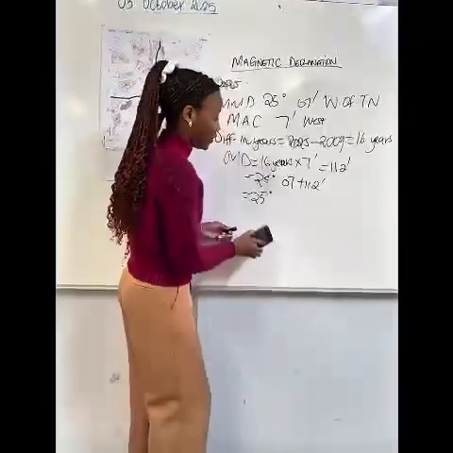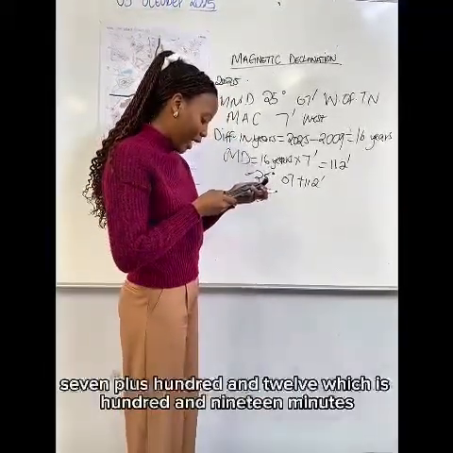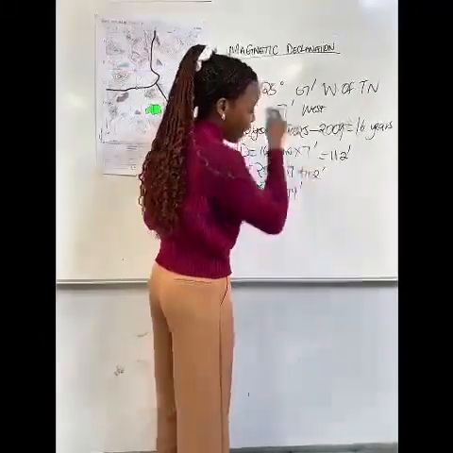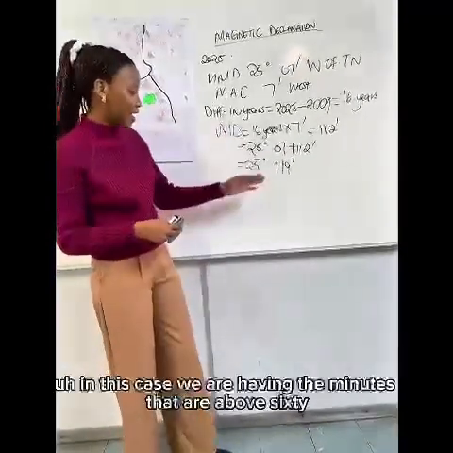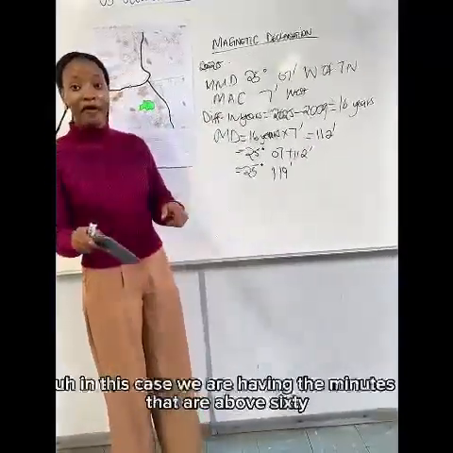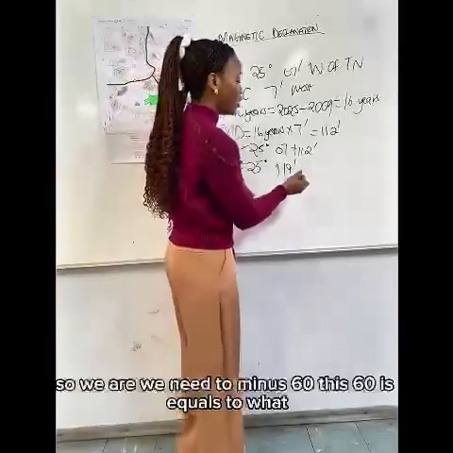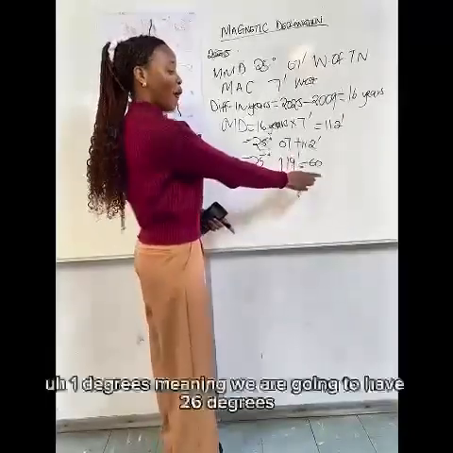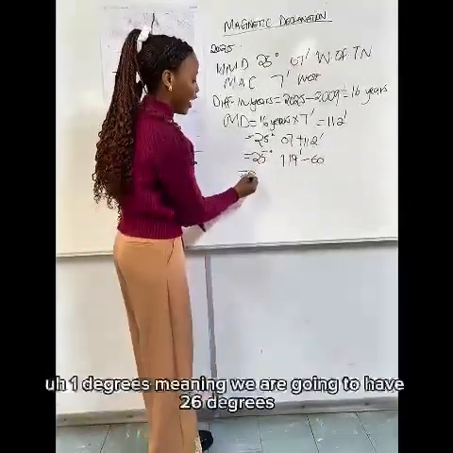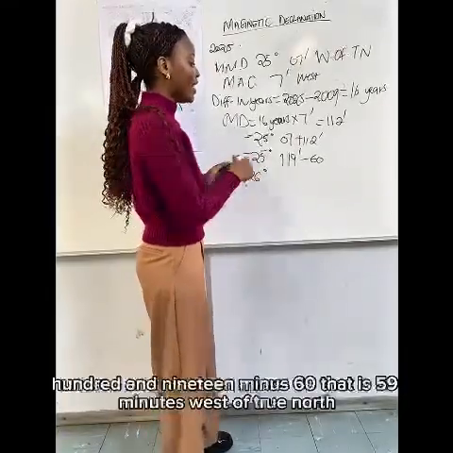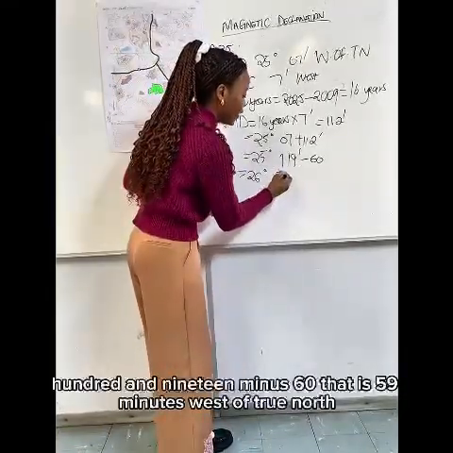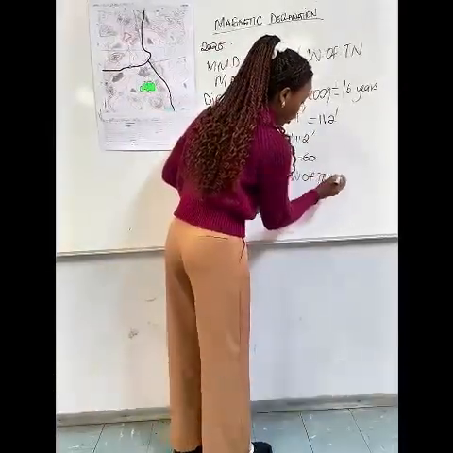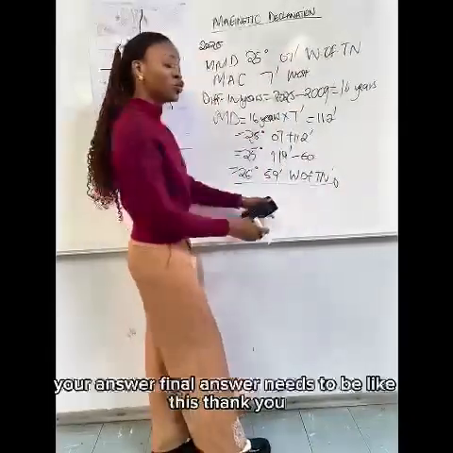and 7 plus 112, which is 119 minutes. In this case, we have minutes that are above 60, so we need to subtract 60. This 60 minutes is equal to 1 degree. Meaning we are going to have 26 degrees, and 119 minus 60, that is 59 minutes west of true north. Your final answer needs to be like this.